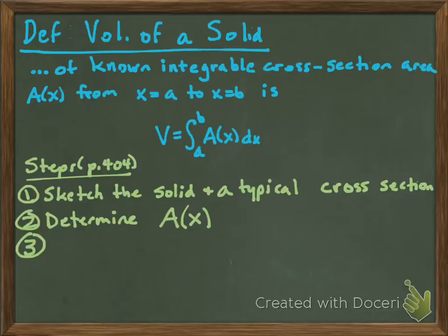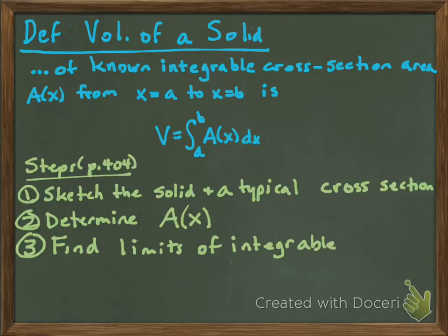Step 3 is to find the limits of integration. And that works just like it did in Area Land. Because really on this first part of this lesson, it's exactly like Area Land, because you've got to figure out how to describe with limits of integration and whatnot the base of the thing.